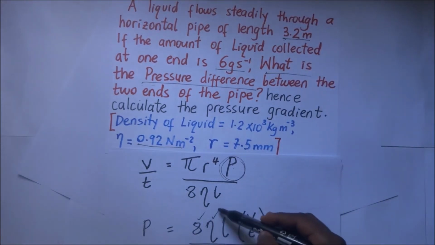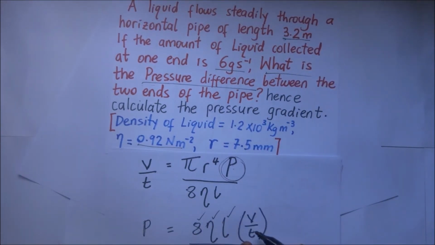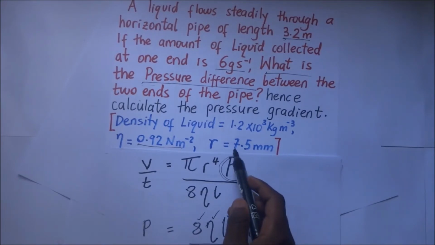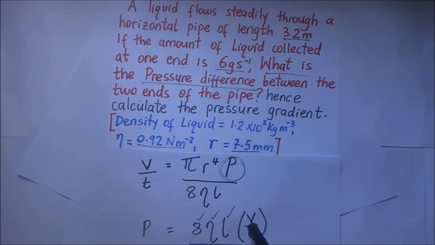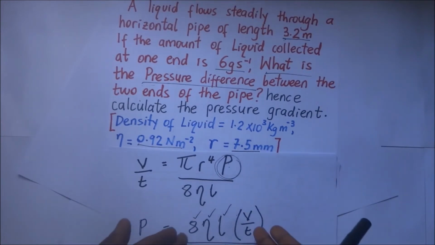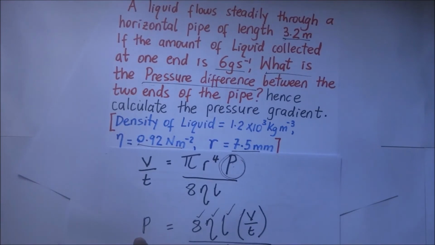So we have the length. We need the volume flow rate. Now the volume flow rate is not given anywhere. Of course, we know pi is a constant. We have the radius of the pipe, which is 7.5 millimeters. So for us to get the pressure difference, we are missing the volume flow rate. So we need to first find the volume flow rate so that we have everything, and we can simply substitute here and get the pressure difference.